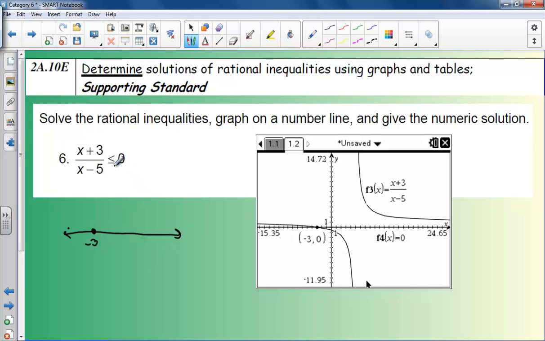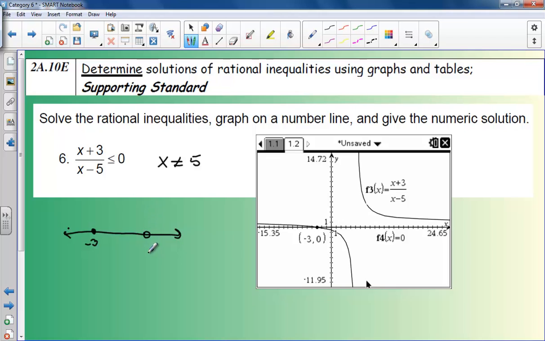because my inequality had the equal sign with it. But that isn't the only point that I need to mark here. I also need to mark down my restriction. So in this case, x cannot equal 5, because that would make my fraction undefined. So at 5, I need to mark my restriction here, and I'm going to use an open circle for that because my graph cannot touch 5.